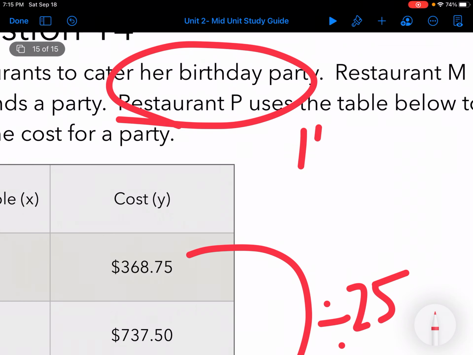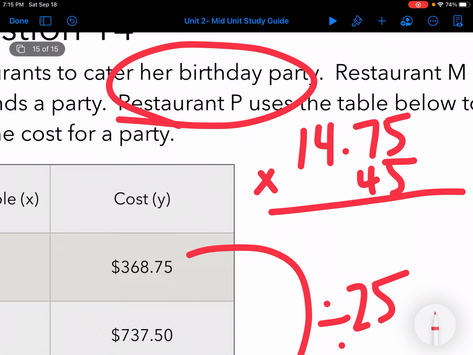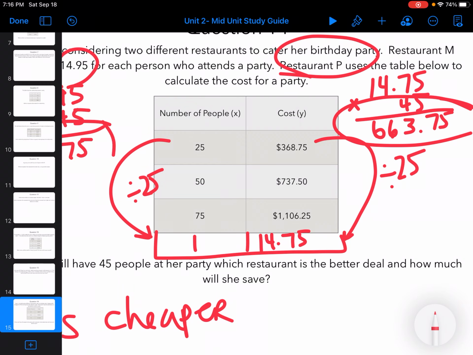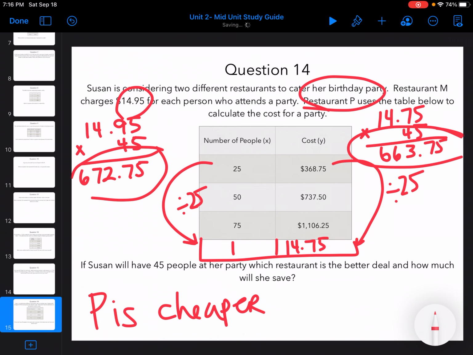So $14.75 times 45 people. I get $663.75. So I have to figure out which one's cheaper, so I'm going to subtract them. And I get $9 cheaper. So she saves $9 by having her party at restaurant P versus restaurant M.